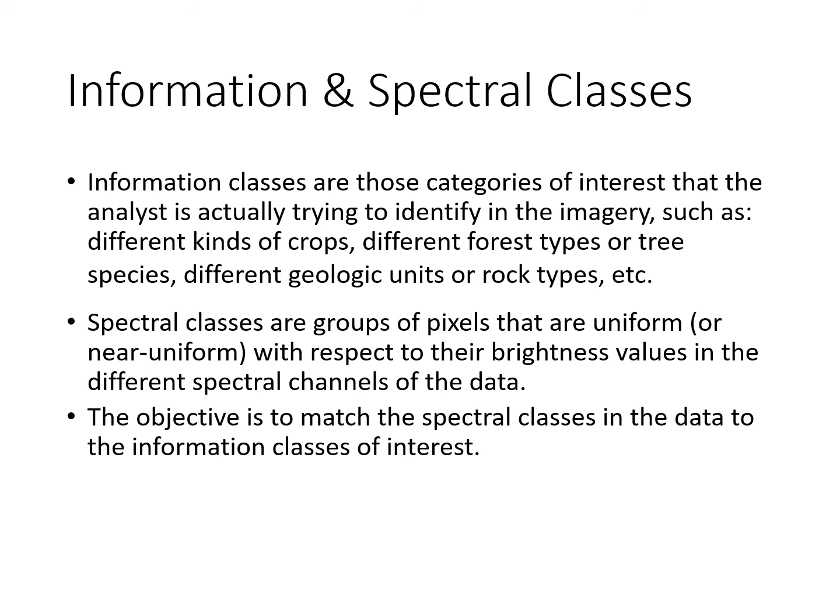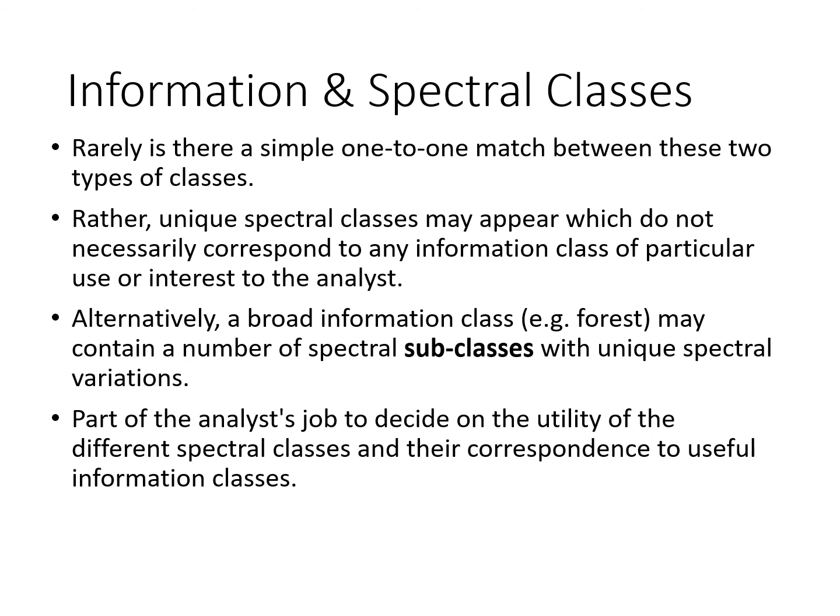All of the similar pixels you can define using a mathematical rule. You could say plus or minus 5% of a particular reference reflectance value. Those would all be belonging to a spectral class. The information classes, as we'll see, have a more complicated relationship to what's going on in the image. There's rarely a simple one-to-one match between these two types of classes.